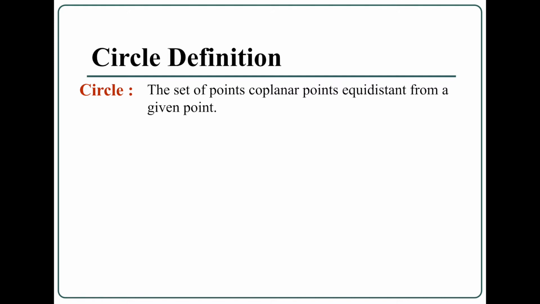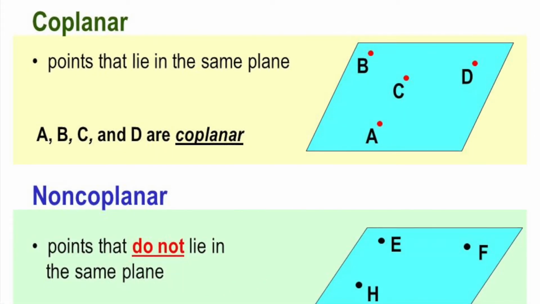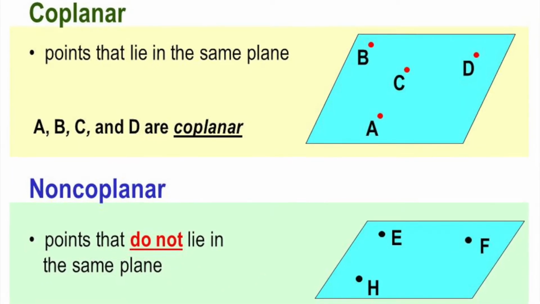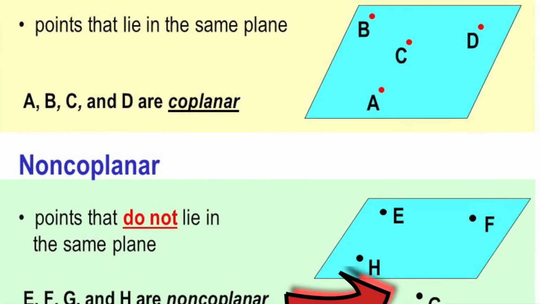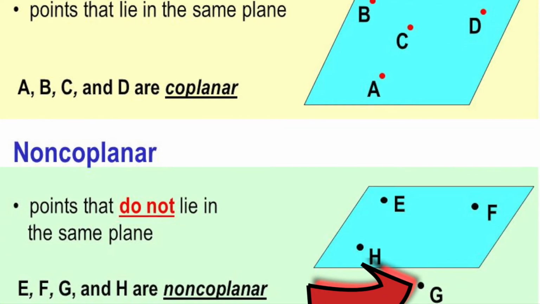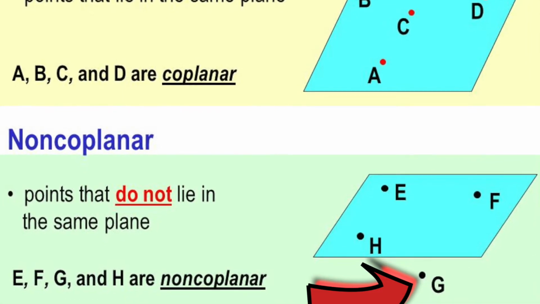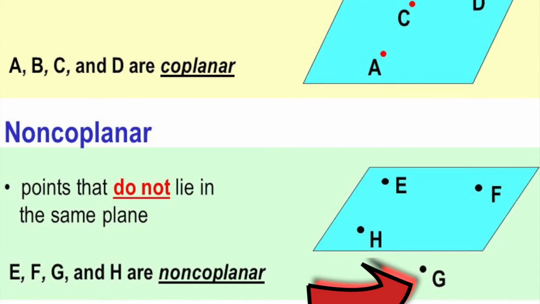Let's comprehend two words before we get this definition. Coplanar, a word we learned earlier in our geometry course in semester 1, and the word equidistant. Remember, coplanar points are points that lie in the same plane, which is the definition on the top, versus non-coplanar, which is not on the same plane, like point G demonstrated.